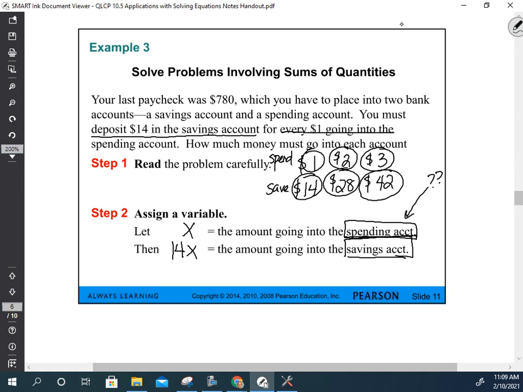Now, the reason why I explained it that way is because some people will set this up as X plus 14. Here's why that doesn't work. If you take 1 and add 14, it's 15. You take 2 and add 14, that's 16. You take 3 and add 14, that's 17. So it doesn't match up. You need something that's going to match up.